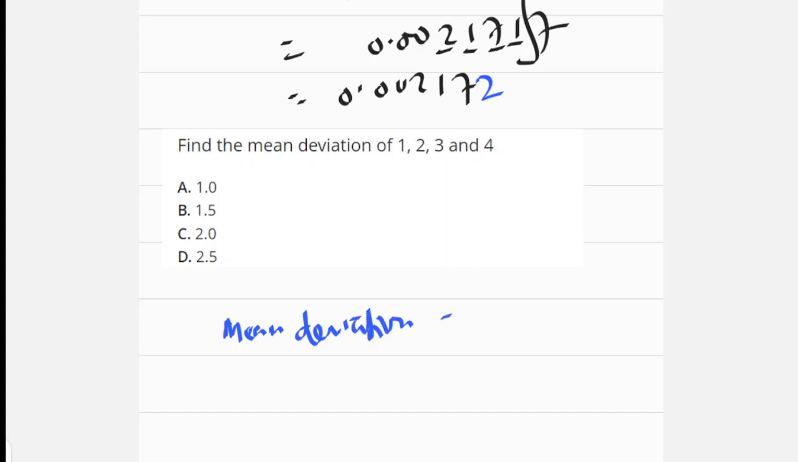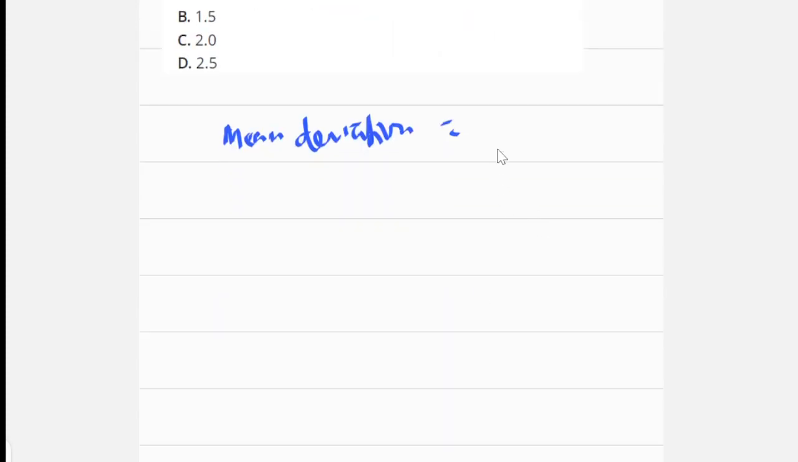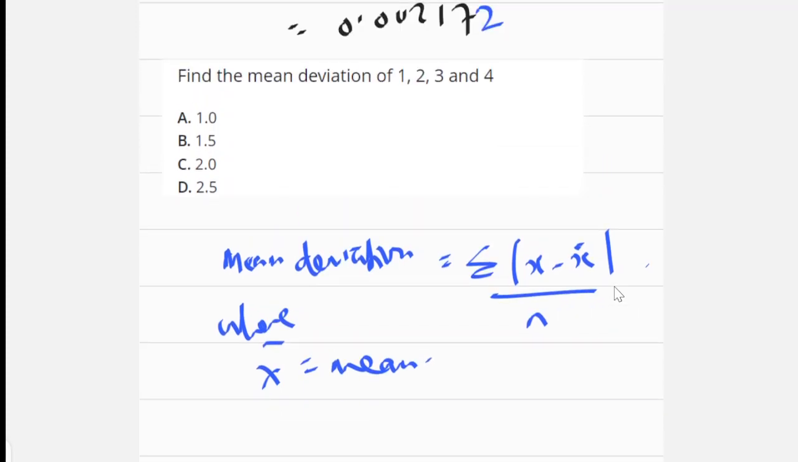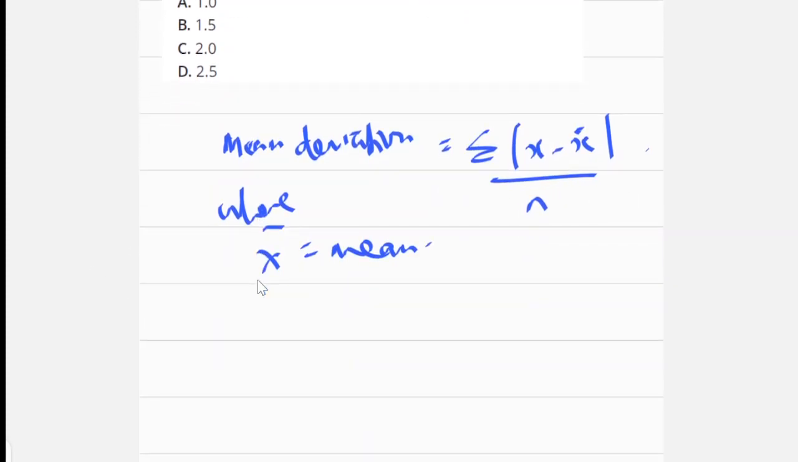That is, if you want to know how it deviates from the mean, that is the summation of the absolute value of s minus s bar, where your s bar is the mean, divided by n. So where s bar is equal to mean. I hope you understand. So if I were you, I will find the mean first. And don't forget the absolute value.